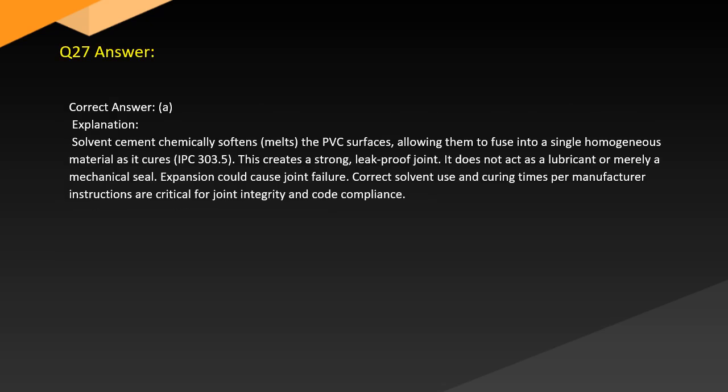Answer. Correct answer: A. Explanation. Solvent cement chemically softens and melts the PVC surfaces, allowing them to fuse into a single homogeneous material as it cures. ICC 303.5. This creates a strong, leak-proof joint. It does not act as a lubricant or merely a mechanical seal. Expansion could cause joint failure. Correct solvent use and curing times per manufacturer instructions are critical for joint integrity. Code compliant.